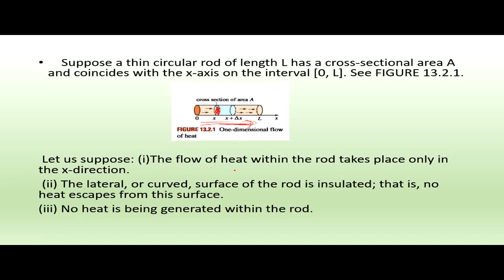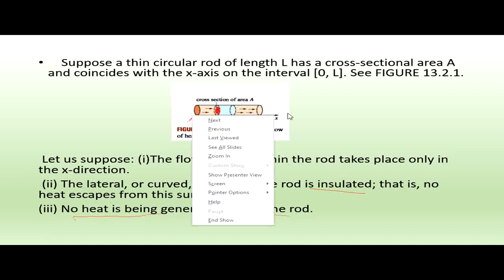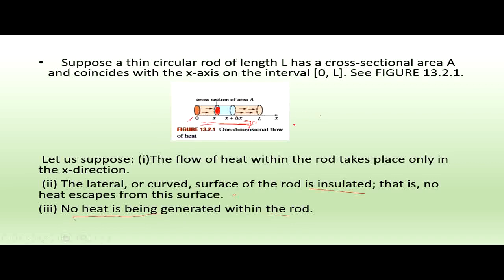So the flow of heat within the rod takes place only in the x direction. The lateral or curved surface of the rod is insulated, so that no heat escapes from this surface. No heat is being generated within the rod. The rod has no self heat. Only we are giving heat at this point, and it is moving to the right, we assume. Okay?